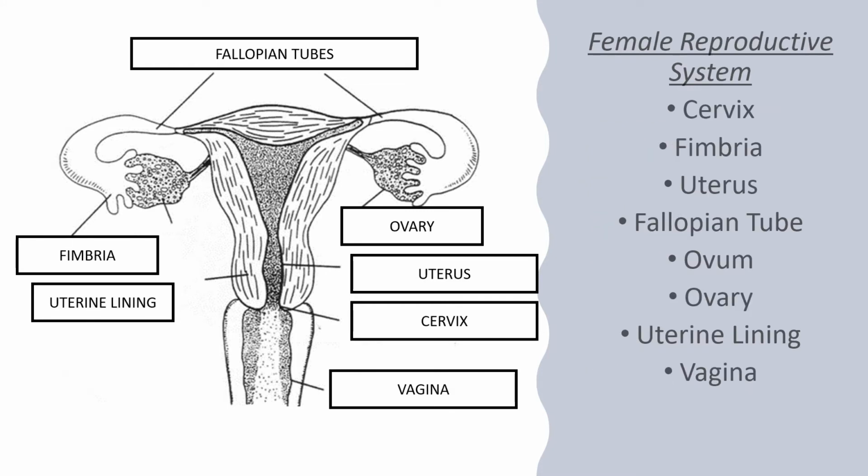Okay, so to reveal the answer, we have here on the top is the fallopian tube. This is the fimbria. This one is the uterine lining. This part is the uterus, while here is the ovary. Ovary has ovum inside, and this one is cervix. This part is the vagina.